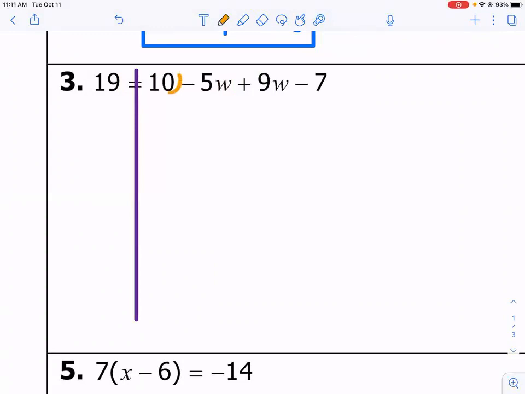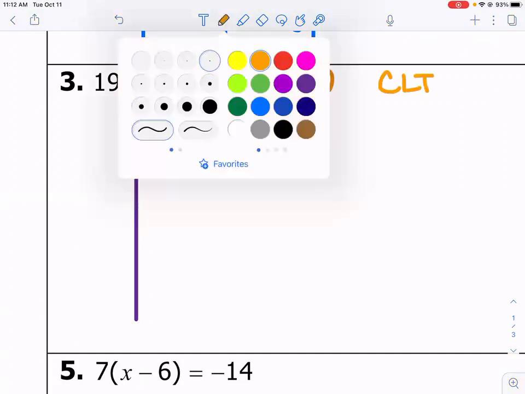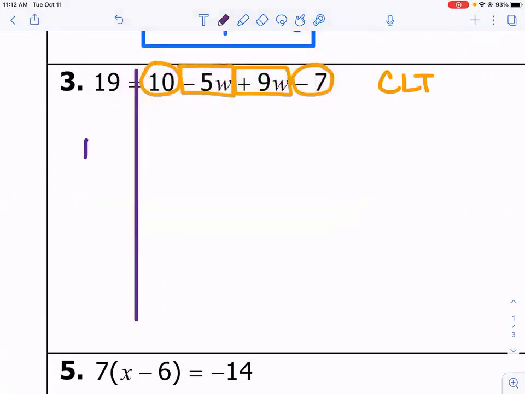Added the like terms. So we have 10 and -7 that are like terms. We have -5W and +9W to combine like terms. So we have 19 equals, Harper, what did you get on that right side then? 4W plus 3. Some of you wrote 3 plus 4W. It doesn't matter. It's all the same, okay?